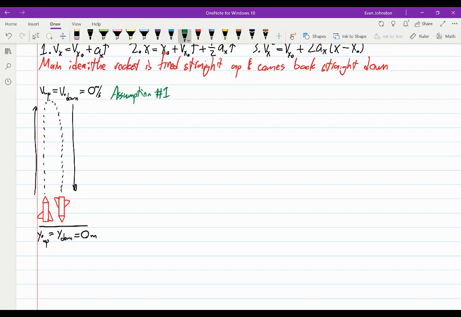number 1. The assumption is that the initial velocity at takeoff equals the final velocity on the way down.